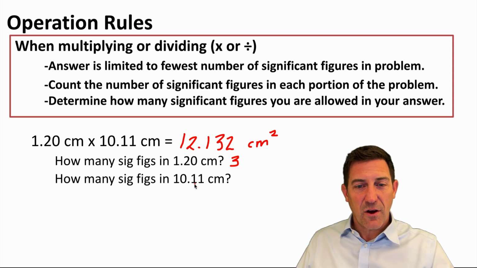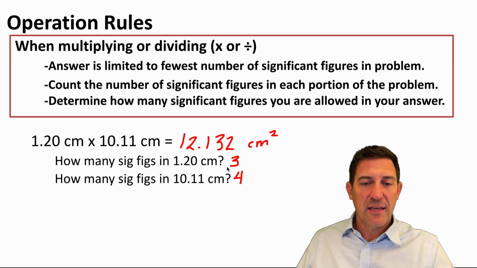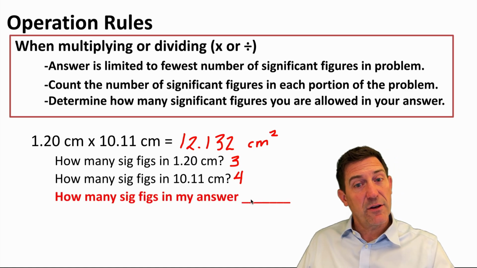Here, the ones are definitely significant figures. The zero is the one we have to worry about, but this is what's called a trapped zero because it's in between two non-zero numbers, which means there are a total of 4 significant figures here. We look for the one with the least number of significant figures, and it looks like this one has fewer, with 3 significant figures. So how many do I get to have in my answer?